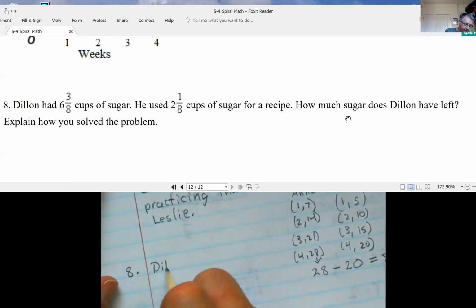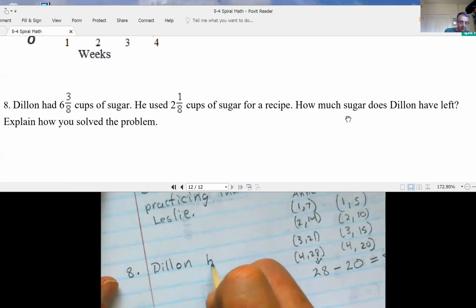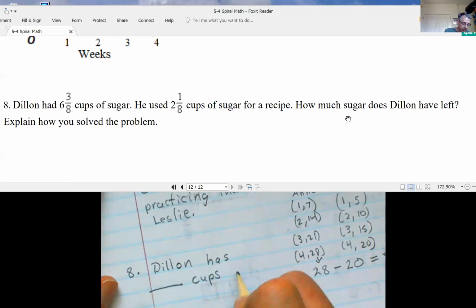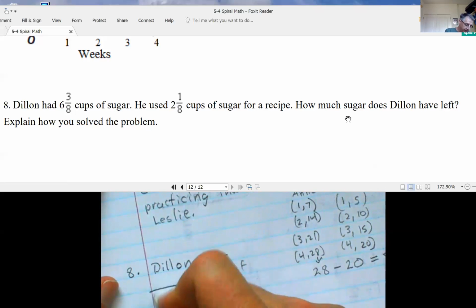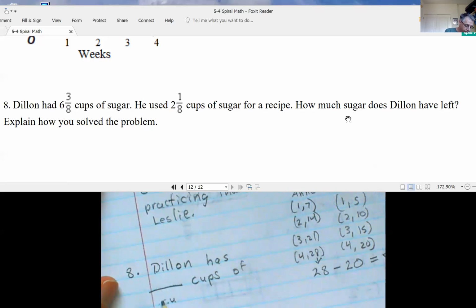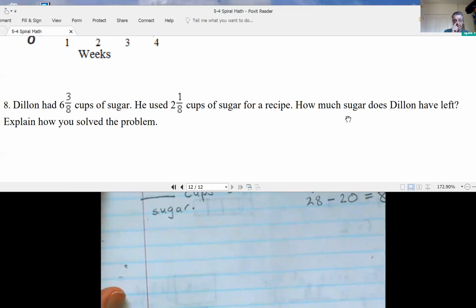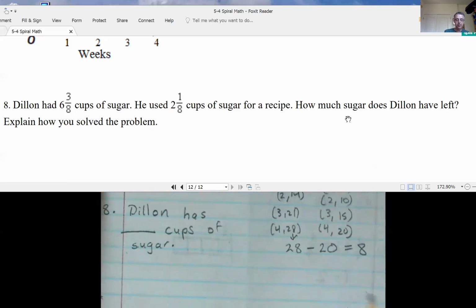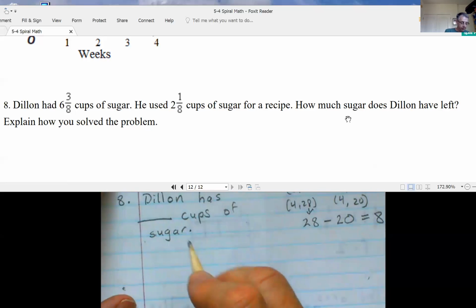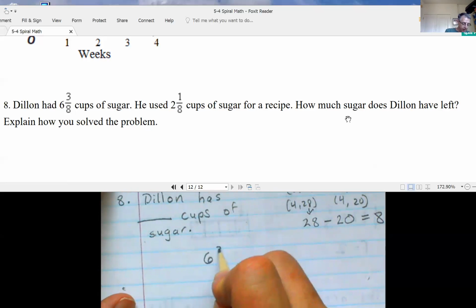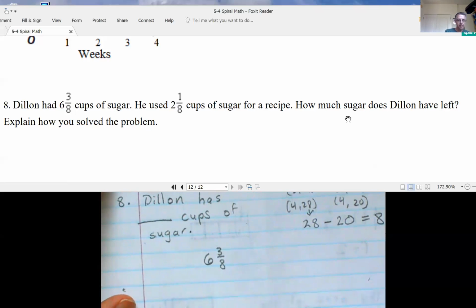How much sugar does Dylan have left? Dylan has blank cups, and make sure you have of sugar. So Dylan has blank cups of sugar. I'm going to go ahead and show my work down here. And I'll move down just a smidge here. I'm going to be taking my 6 3/8. I'm going to subtract my 2 1/8 cups of sugar that he uses.